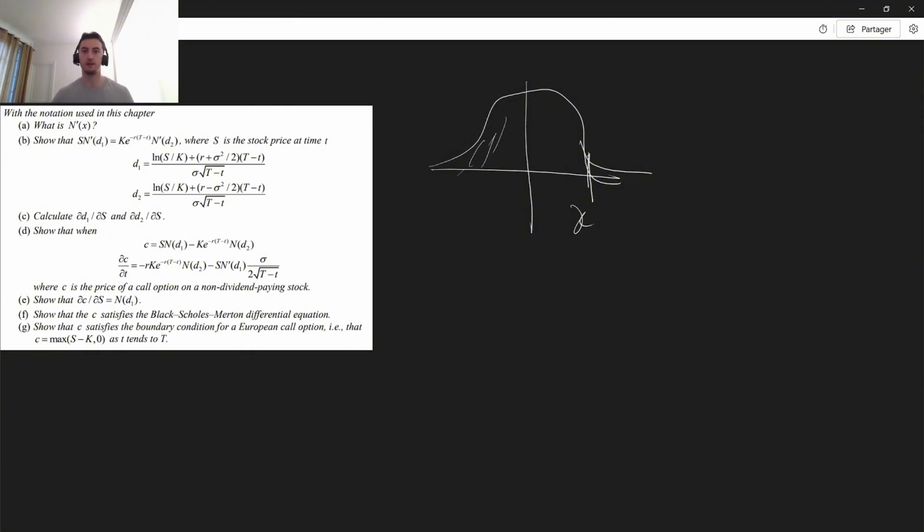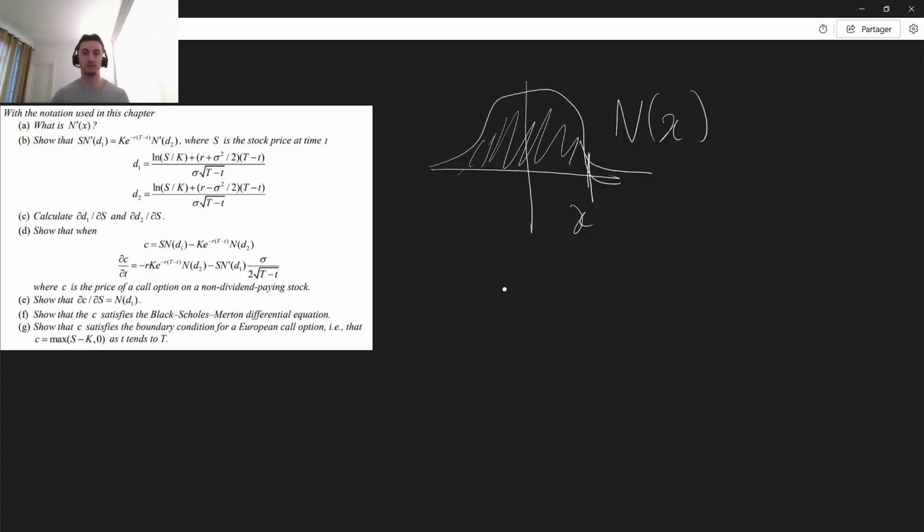So first one, what is n prime of x? Well, n is the cumulative distribution of the normal distribution, right? So n of x is the probability that you are below the value x. So for example, I showed it in the last video, but okay, this is not a normal distribution, but here is x. The area under this curve is n of x.